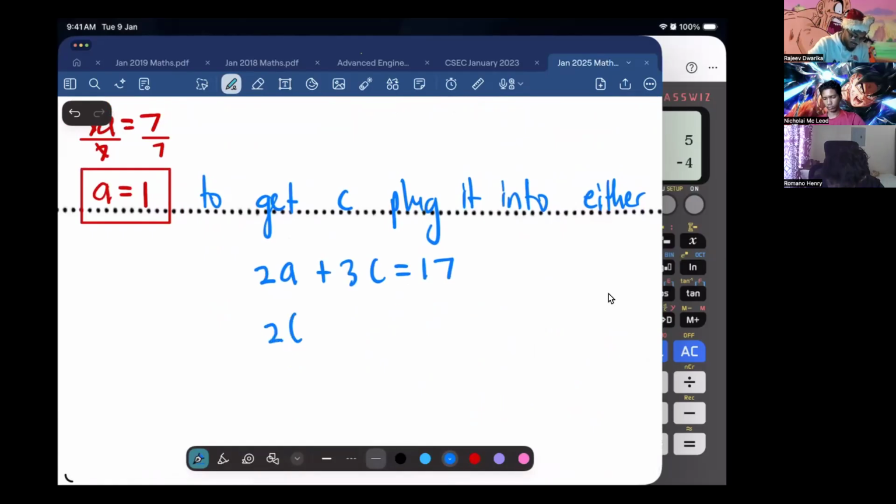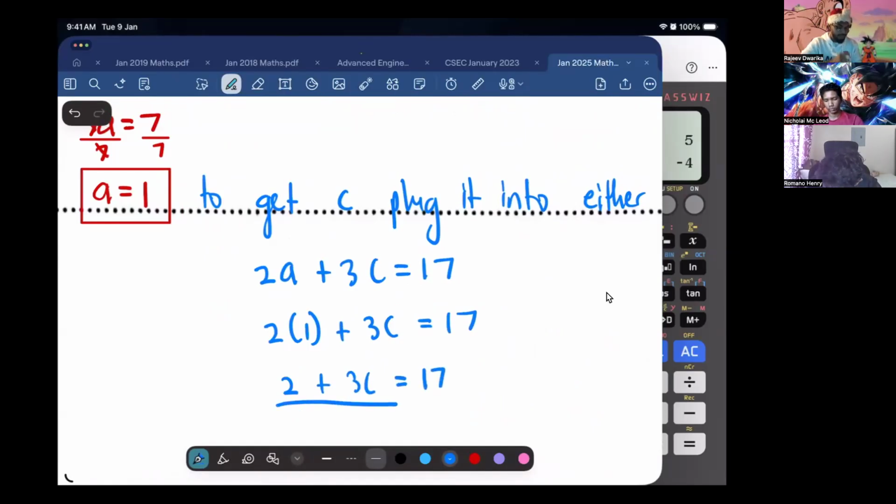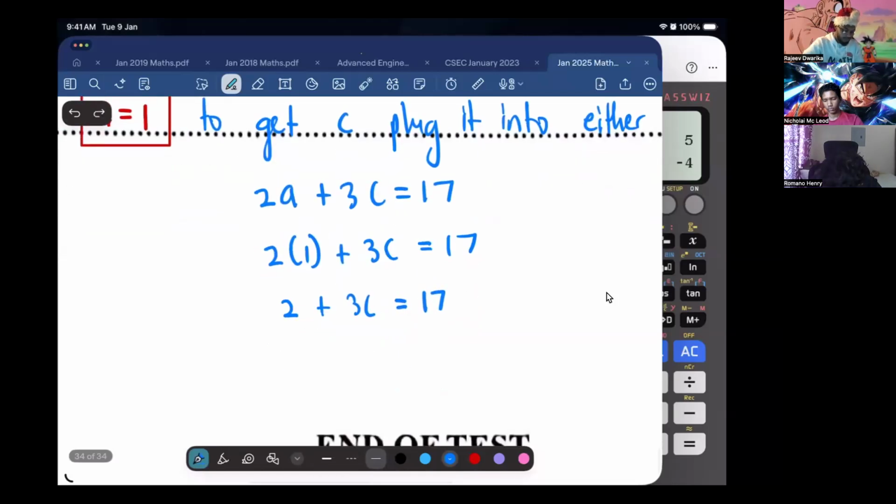Right? So 2 by 1 is the same procedure though. 2 by 1, plus 3C is equal to 17. 2 by 1 is 2. 2 plus 3C. So Kimmy, it is the same process. What shouldn't be on the left-hand side here? What should not be on the left-hand side? Kimmy, what are we trying to find?